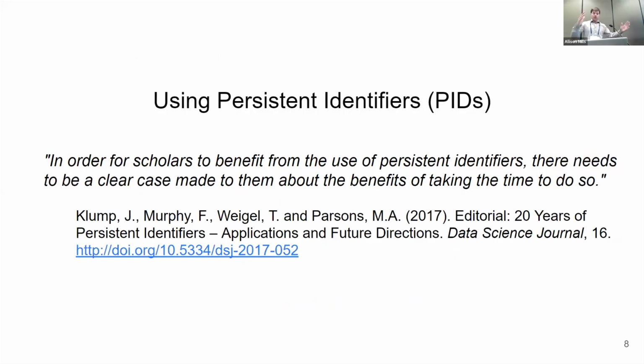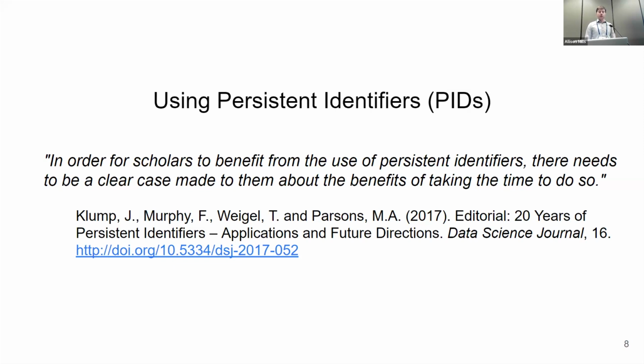Okay, so that's PIDs in the background. I think what we want to get to here is really talking about using persistent identifiers. Here's another quote that I like. In order for scholars to benefit from the use of persistent identifiers, there needs to be a clear case made to them about the benefits of taking time to do so. So that's where we're really going to focus on use cases in the breakout sections, which we'll get to in the second half of this session.